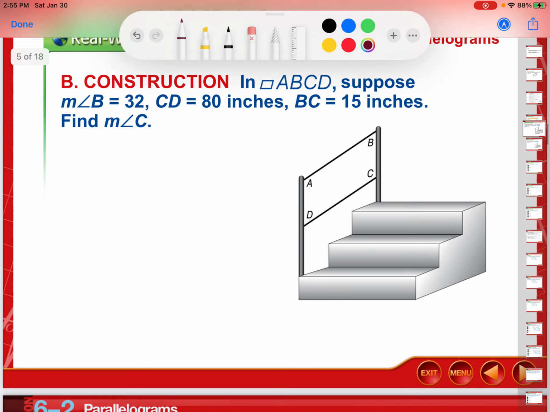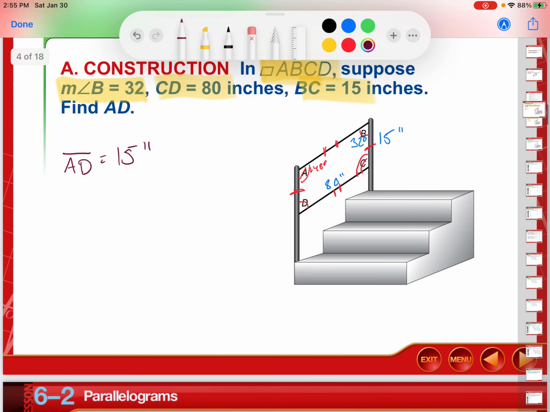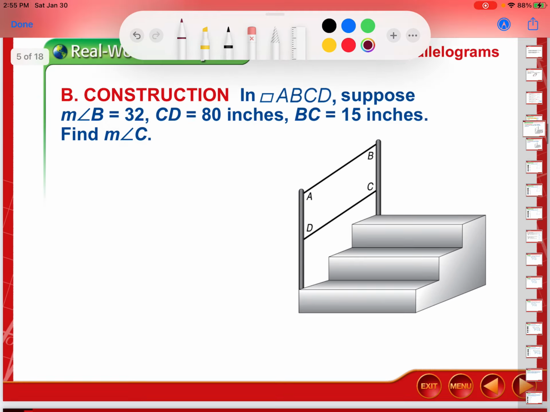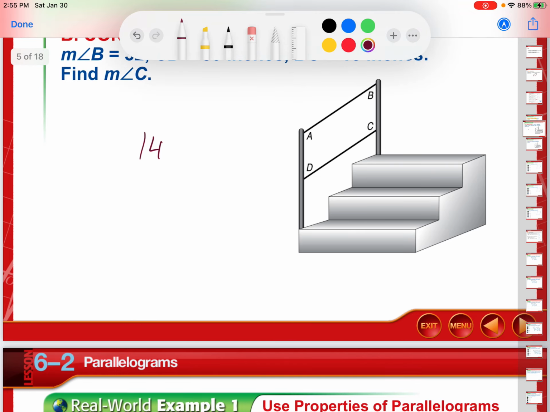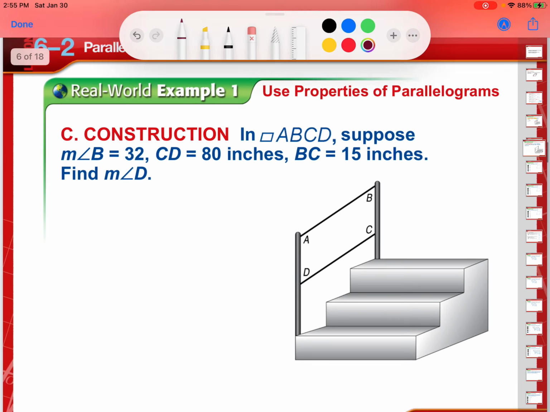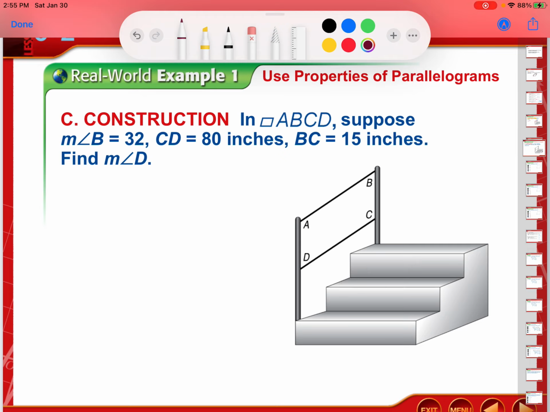Now, we have the same situation on this one, but they want to know angle C, which we already said angle C and angle A are 148 degrees. They would also like us to tell them what angle D is, which we said angle B and angle D were congruent, and angle B is 32 degrees. Therefore, the measure of angle D must also be 32 degrees.